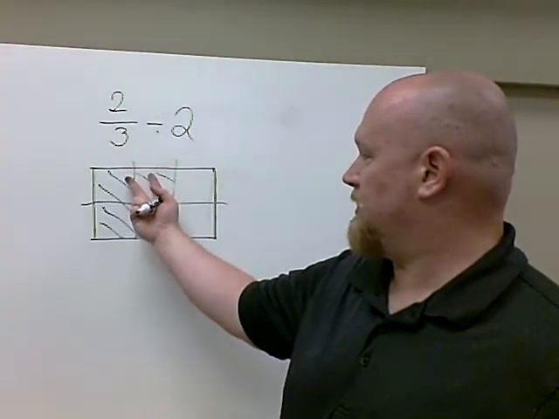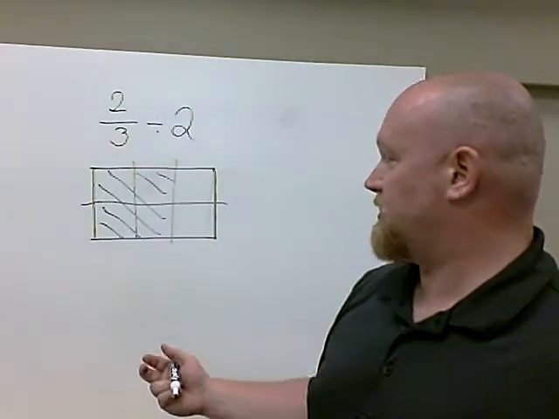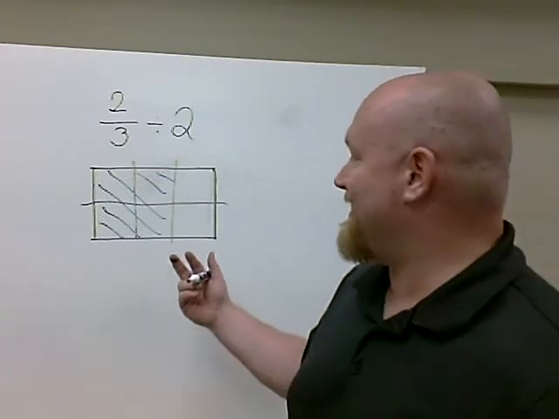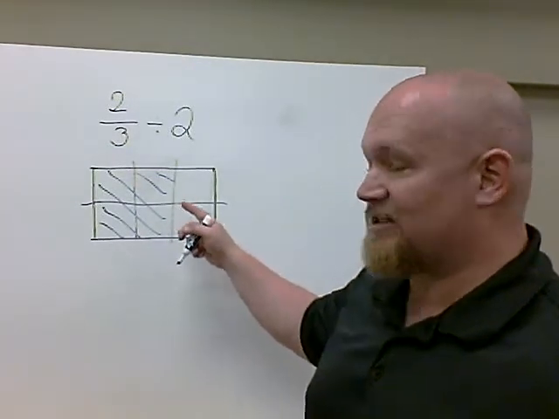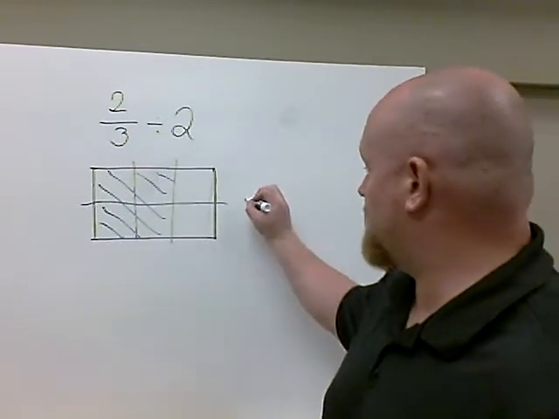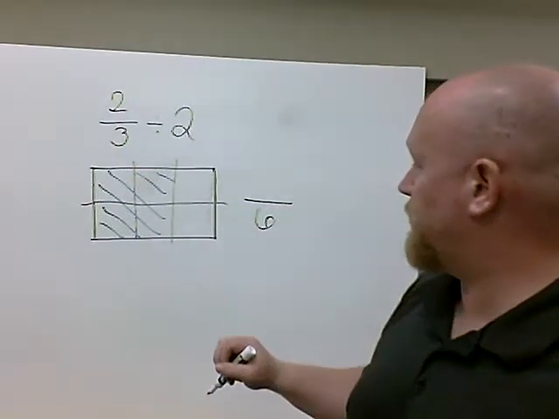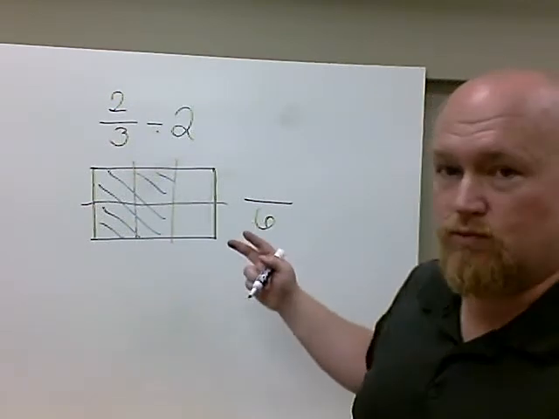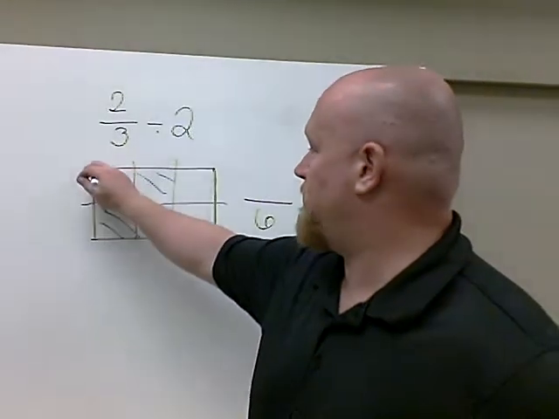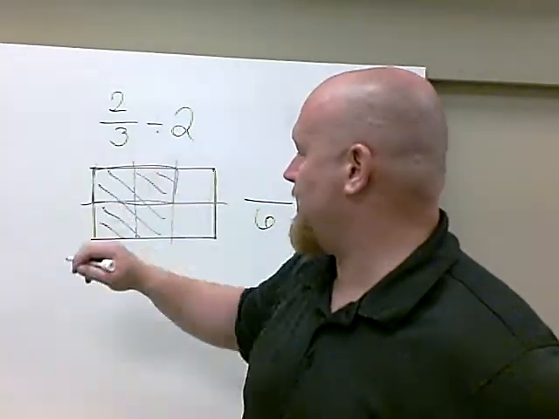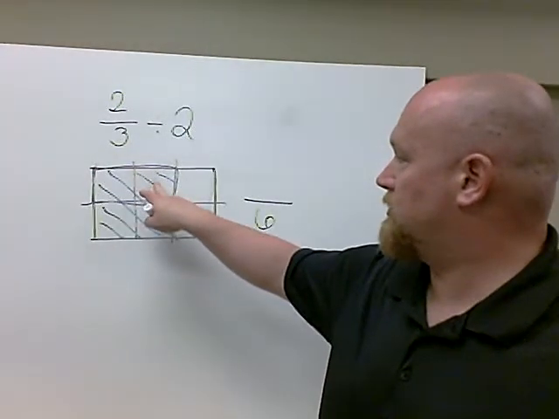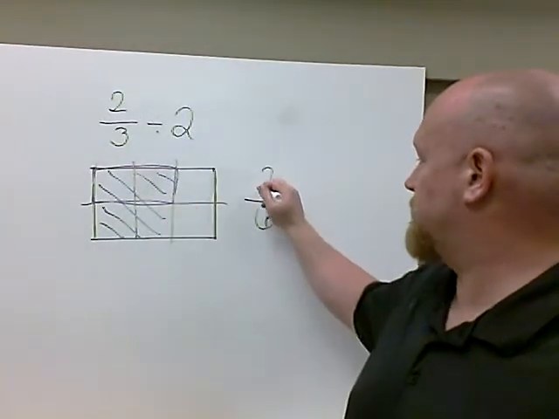2/3, I'm splitting into a top section and a bottom section. But I also have to split the whole, which means I now have 6 parts to my whole. Well, if my whole is 6 parts, even if my original is 2/3, my denominator is going to be 6 no matter what. So what's the value of 2/3 if I split it in half, in 2s? 1, 2 out of 6 parts.